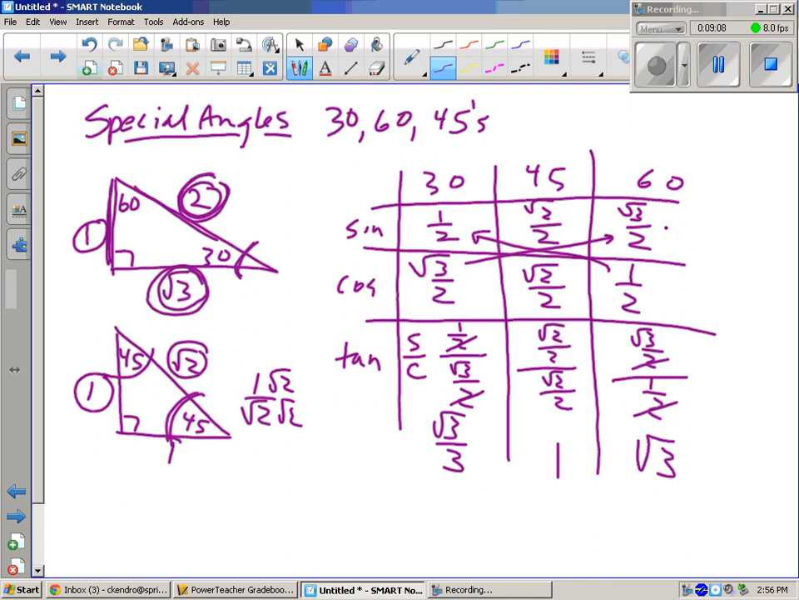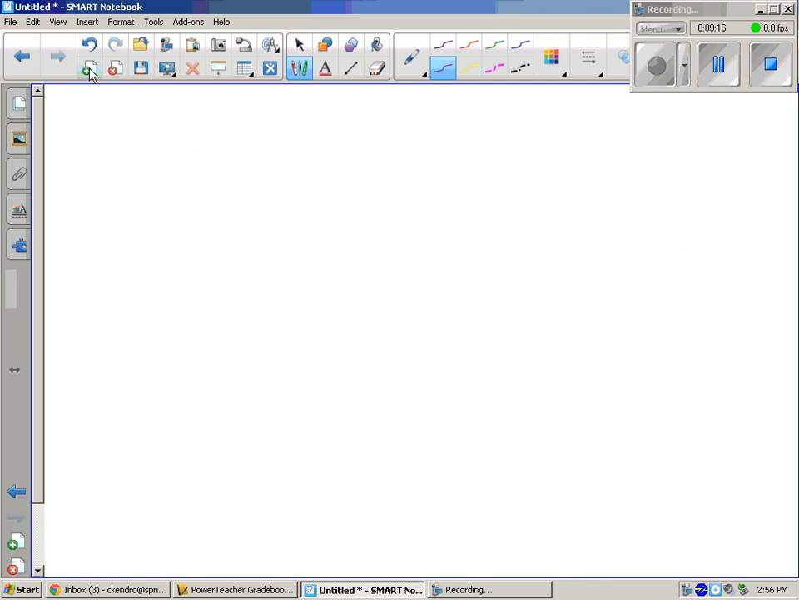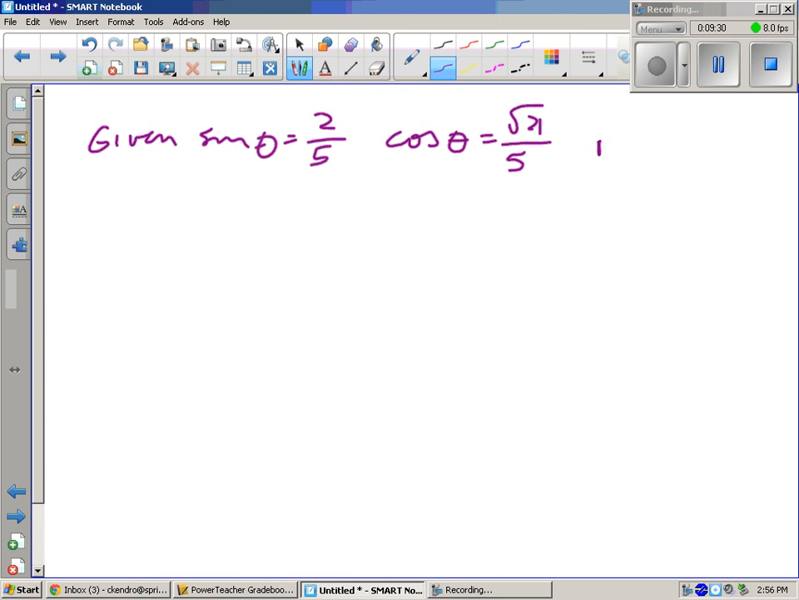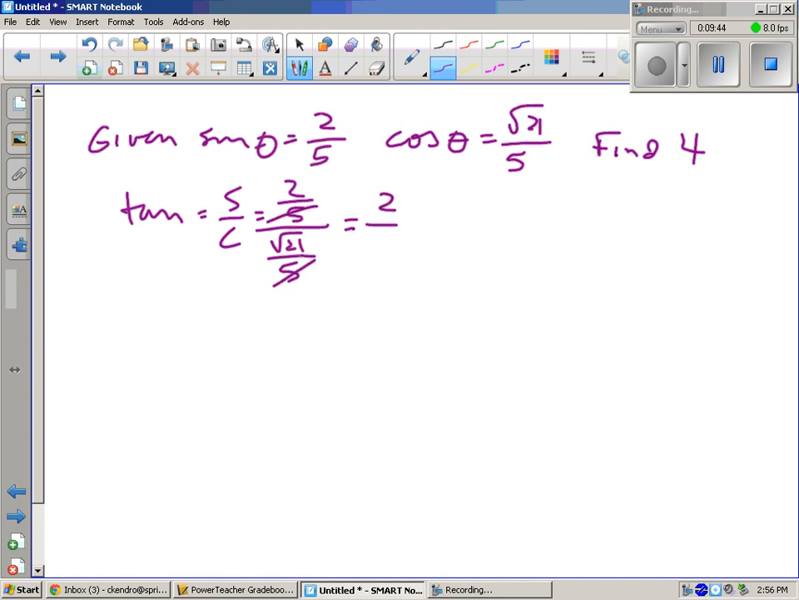Now let's do another problem where I'm going to give you sine and cosine. So you're given that sine of some angle is 2/5. Now that isn't one of the ones we just did. Cosine of some angle is root 21 over 5. I want to find the other 4. So tangent is pretty easy. You just do sine over cosine, so 2/5 over root 21/5. 5's cancel. 2 over root 21, which is 2 root 21 over 21.